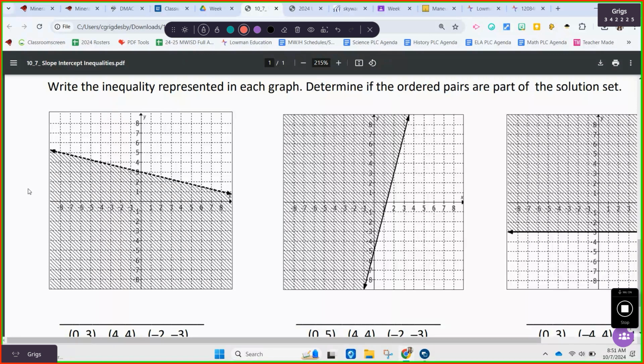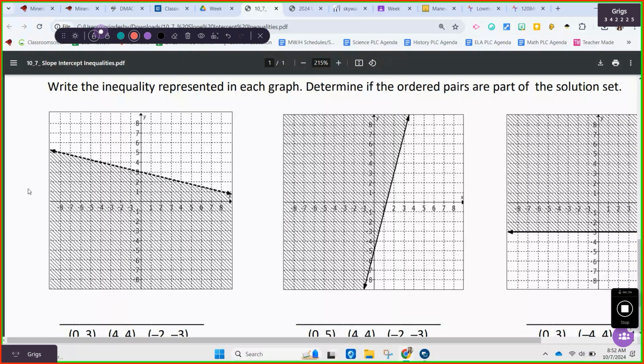Alright, what's the first point you chose? 0, 3. Typically start at your y-intercept, right? Okay, what point is a perfect point that you went to? Negative 1. So that's a perfect point. You gotta look for your perfect points to calculate slope. So I could rise 1 and then run 1, 2, 3, 4.